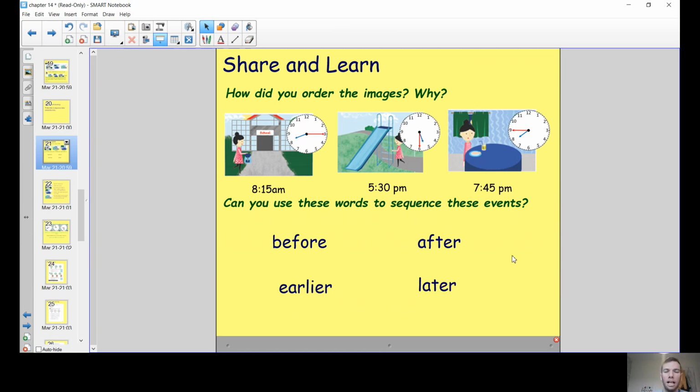Okay, let's use these words to help us to talk about Ruby's day. Ruby went to school before she played at the park. Or Ruby played at the park after she had been to school. Ruby went on the slide earlier than she had her snack. Or Ruby had her snack later than she played at the park. So we've used those words and that will be helpful for your lesson today.